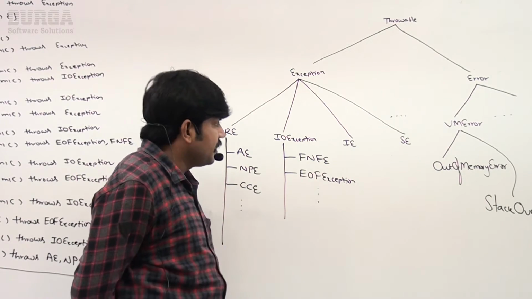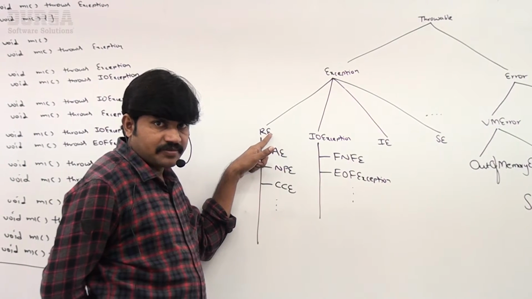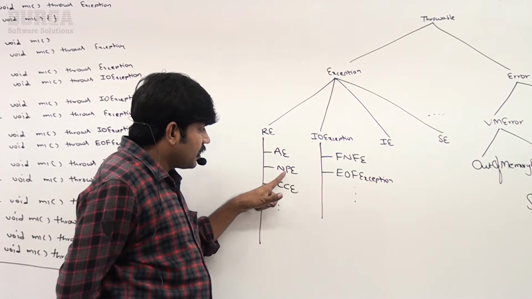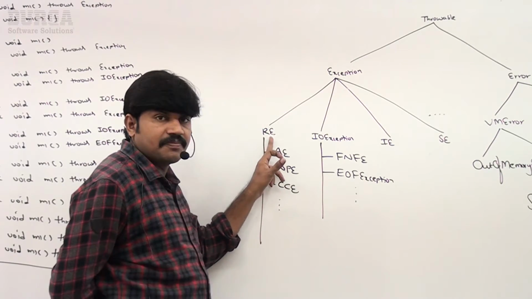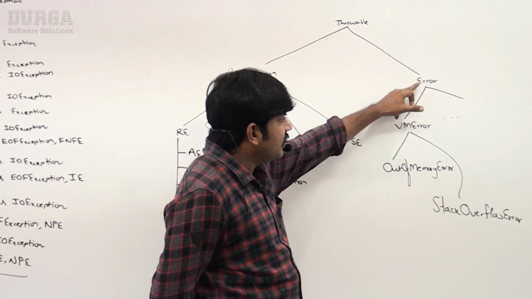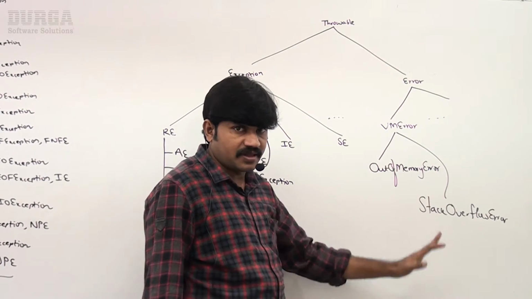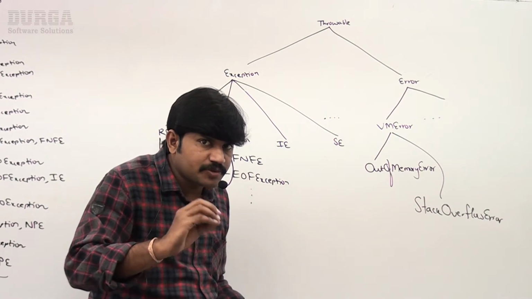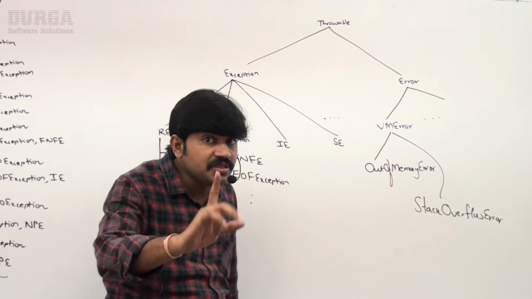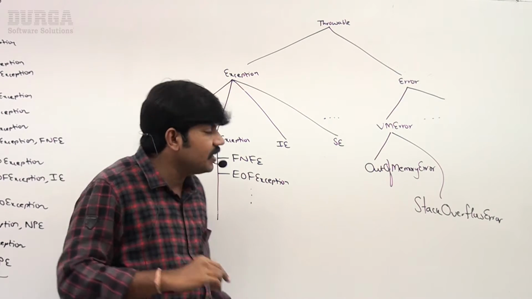The point here is, do you know what this one is? RuntimeException, ArithmeticException, NullPointerException, ClassCastException. These are child classes of RuntimeException. Next, what is this one? Error. Under Error, VirtualMachineError and several other things. Among these, which are checked exceptions and which are unchecked exceptions, there is a clear division. What is that division?